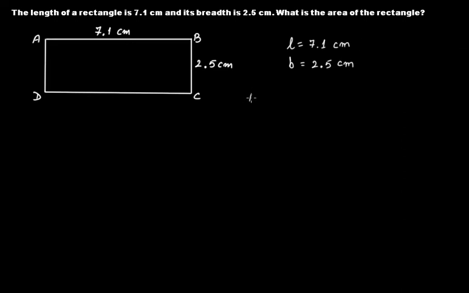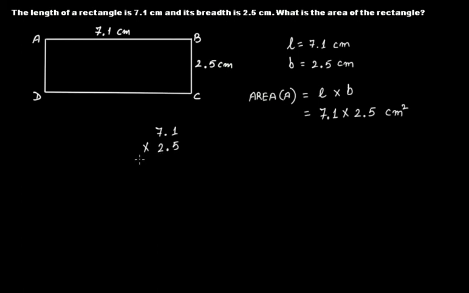Now we know that for any rectangle, area, if you represent this with A, is equal to L multiplied by B, where L is length and B is breadth. If you put these values here, this will be 7.1 times 2.5 centimeter square. Now you have to multiply two decimal numbers. So let's begin with 7.1 multiplied with 2.5.